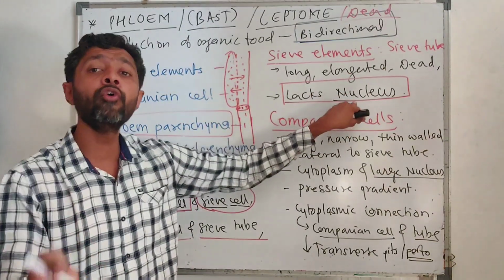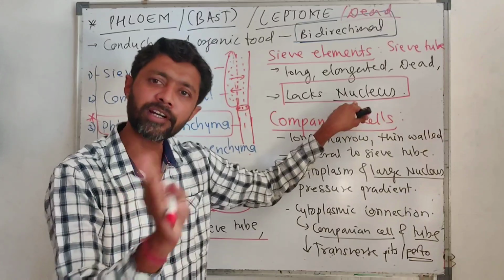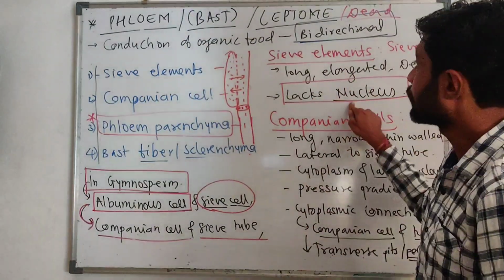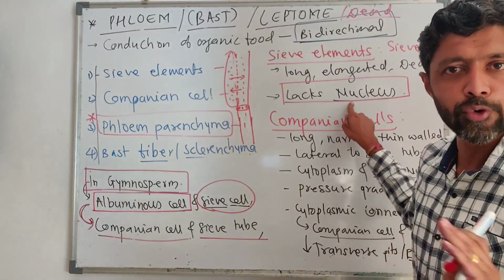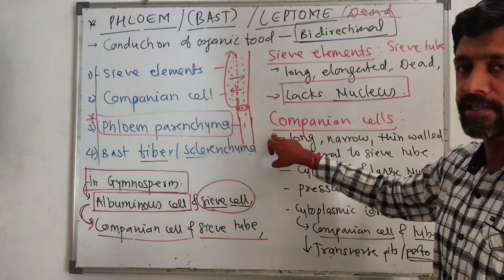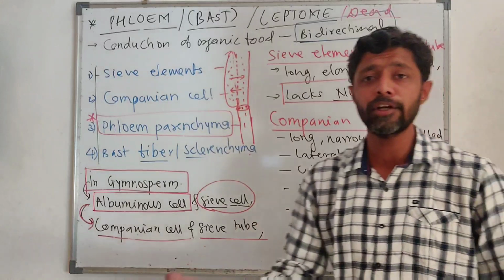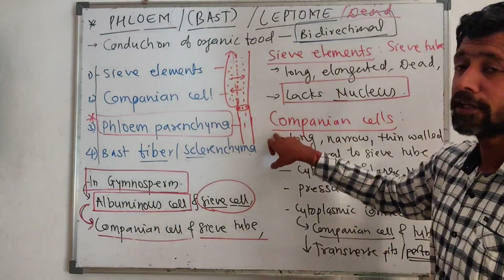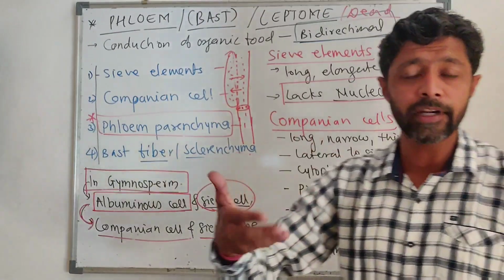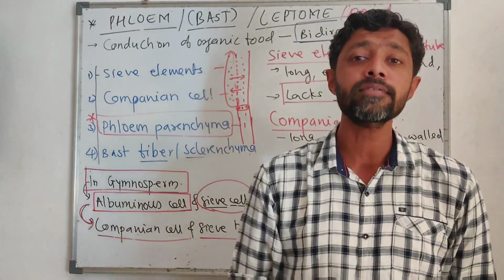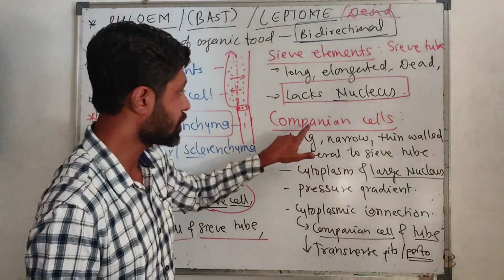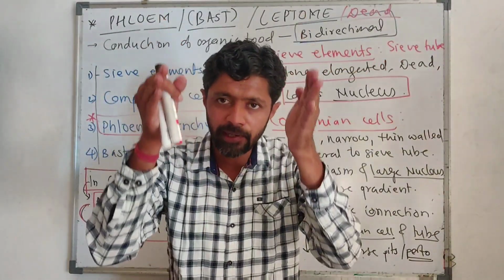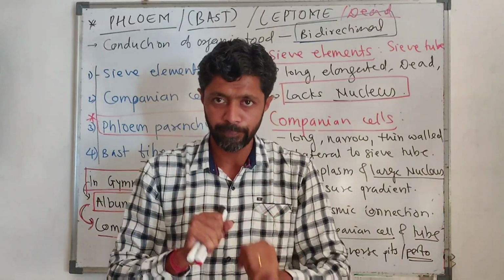So who is going to regulate them? Your companion cell is going to regulate them, as sieve tubes don't have a nucleus. Why are sieve tubes in need of a companion? Because they don't have a nucleus. If you don't have a regulating authority, then you need to have someone in company of you. So here, the companion cell. Sieve tubes primarily carry a stream of food.